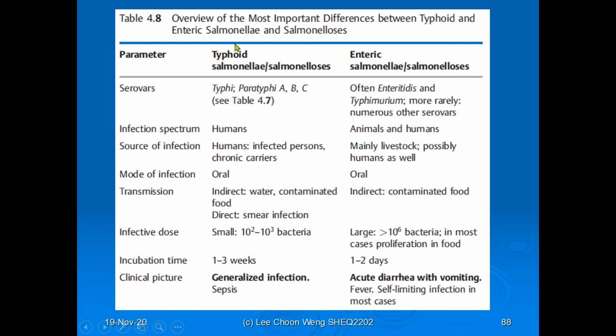Because typhoid salmonellosis also invades the lymphatic system and then the bloodstream, it causes generalized infection with sepsis. For enteric salmonellosis, there is no invasion into the lymphatic system or bloodstream. So what you get is acute diarrhea with vomiting and fever. Enteric salmonellosis is usually self-limiting, which means even without therapy, it will go away.